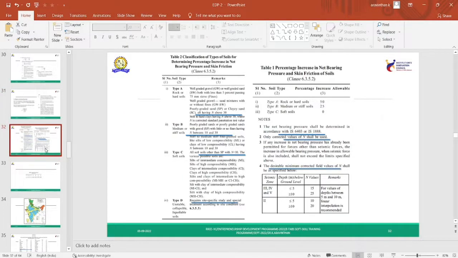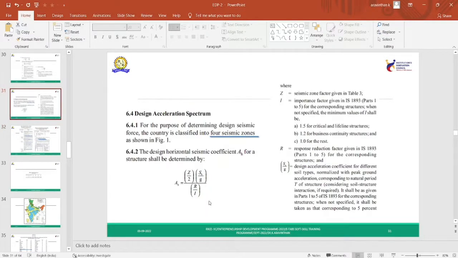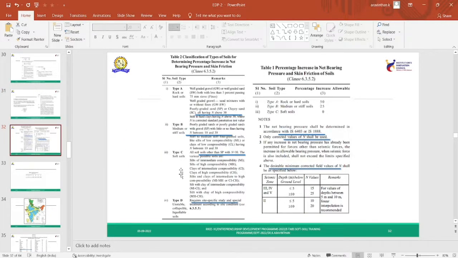Okay, now how to differentiate soil? Here I have said that SA by G is taken as the design acceleration coefficient for different soil types. What are the types of soil? When the soil is rock or hard soil, it is classified as type A. If the soil is medium or stiff soil, it is taken as type B. If the soil is soft soil, it is type C, and if it is unstable and collapsible, or it might be liquefiable, it is taken as type D.